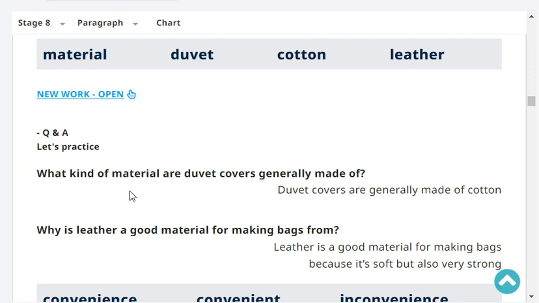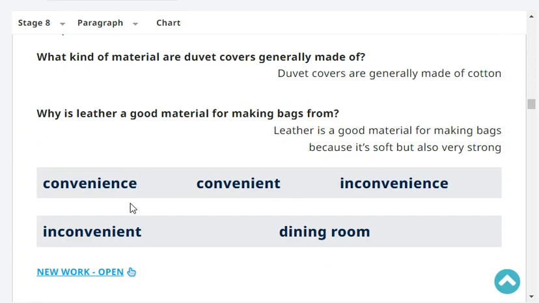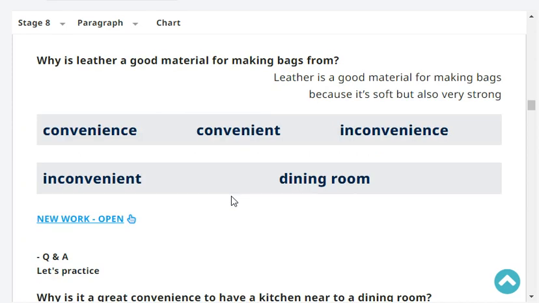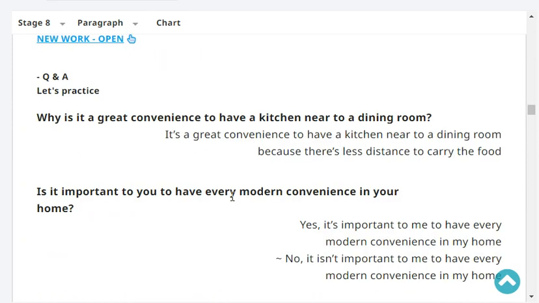Why is leather a good material for making bags from? Leather is a good material for making bags because it's soft but also very strong. Very good.